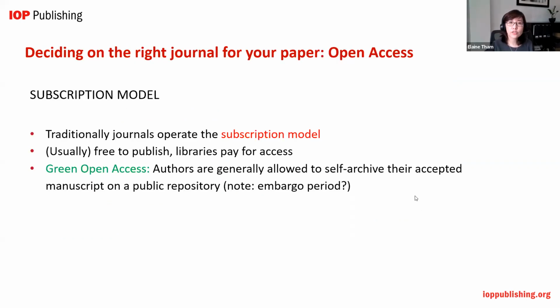Next, let's look at your open access options. Now, traditionally, the majority of journals operate using the subscription model. For these journals, libraries will pay the subscription fee to provide access to their users, but the journal is usually free for authors to publish in. Authors are generally allowed to self-archive their accepted manuscripts in a public repository, such as your institutional or funder's repository, but there may be an embargo period of, let's say, 12 months before making the accepted manuscript available. And this is known as green open access.